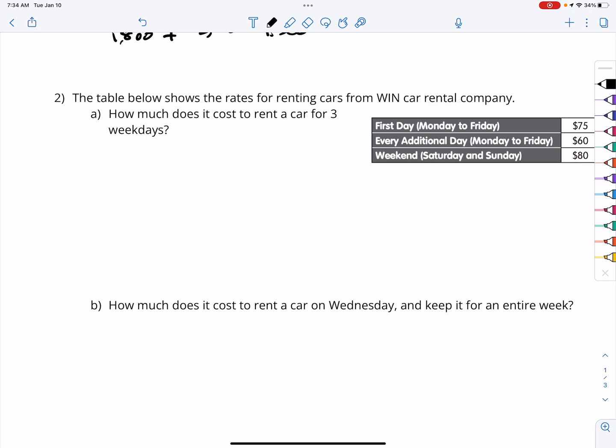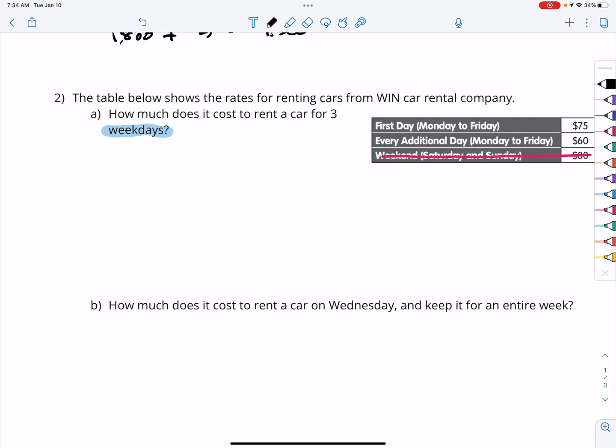So the table shows the rates for renting cars at another car company. How much does it cost to rent a car for 3 weekdays? So that's going to be really important, that little detail of weekdays. So it looks like this weekend information, I'm going to just cross out because we don't need that for this first problem. We'll need that for B though, so I'll probably end up going back and digging that out again.